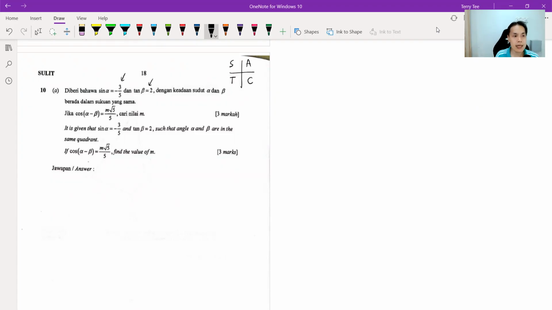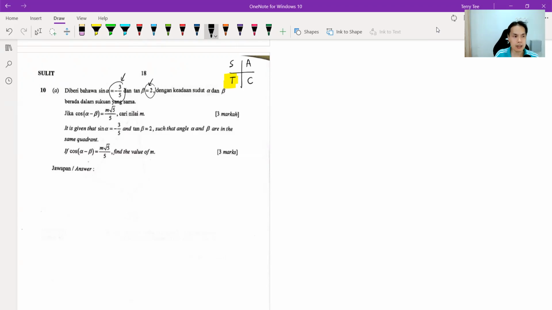So sine is negative in quadrant 3 or 4. Tangent is positive in quadrant 1 or 3. So in this case, we have to take quadrant 3 because in quadrant 3 sine is negative and tangent is positive, right? So it fulfills the two conditions that we want. We want the sine to be negative 3 over 5 and tangent beta to be 2.